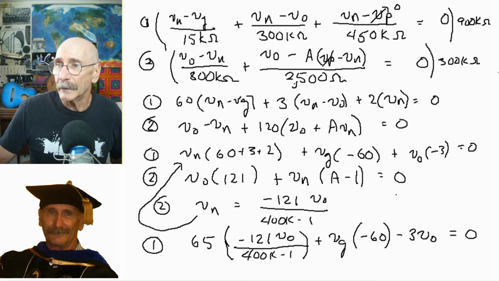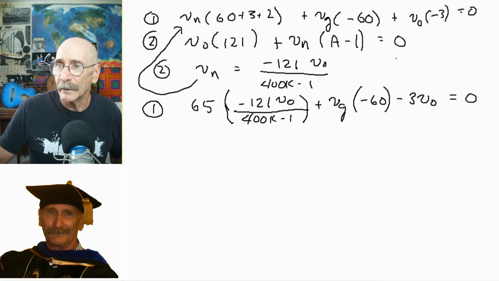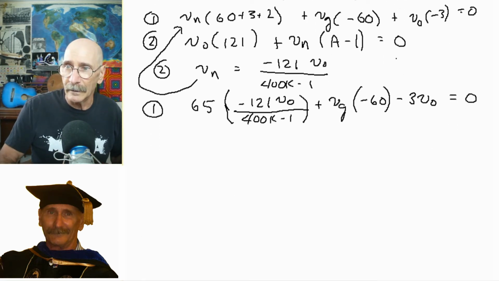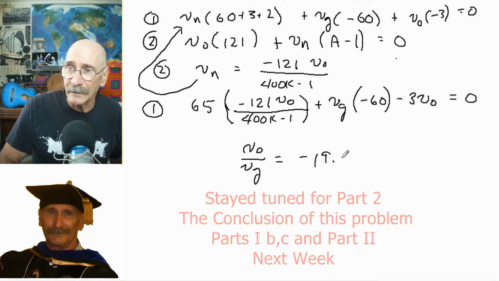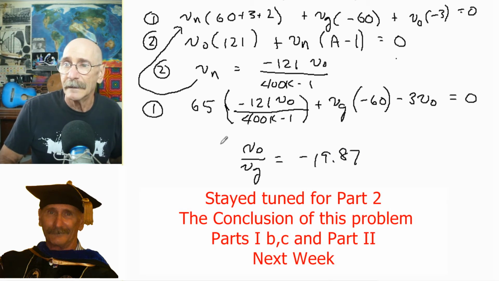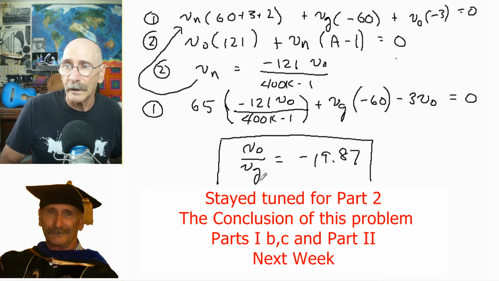If we play with that a little bit, we get a ratio of Vout over VG. We just solve this equation for Vout over VG, and I'll let you do the numbers. I get a minus 19.87, and that's our solution to part 1A.